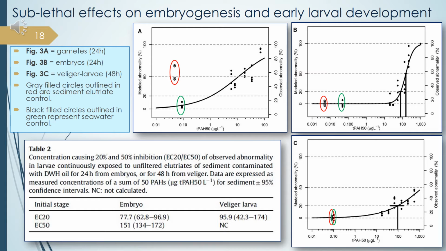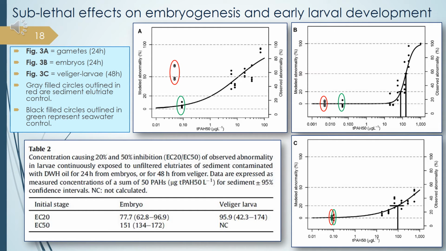So here we have the sublethal effects on embryogenesis and early larval development. This is figure 3 broken up into 3 different squares to make it a little more manageable. Figure 3A, which is the upper left, is gametes, and they were exposed for 24 hours. 3B, the upper right, is embryos, and they were exposed for 24 hours. And in figure 3C, the bottom right, were the veliger larvae, and they were exposed for 48 hours.